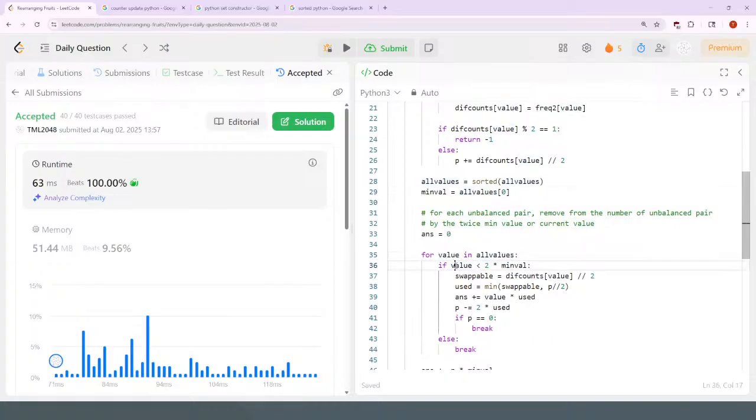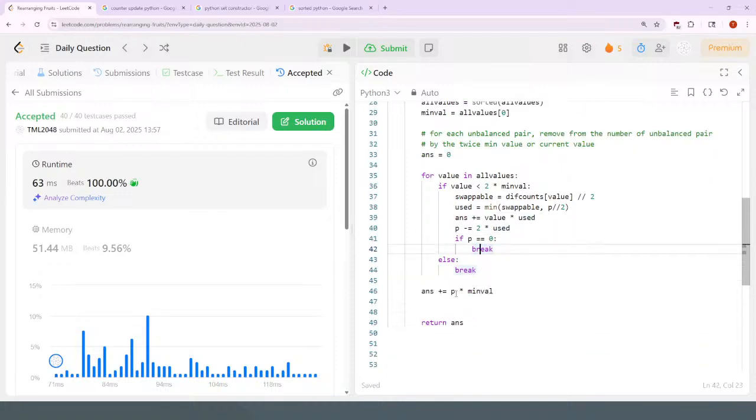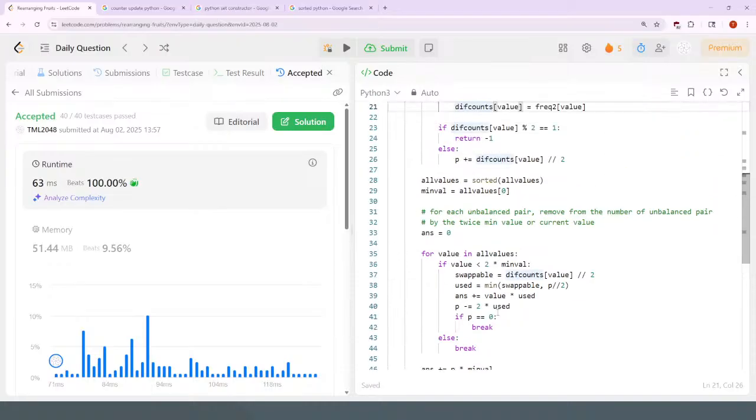For every value in all values, if its value times 2 is less than the min value, swappable is that, and then the number used is that. Answer incremented, p decremented. If there are no more pairs, break, and then use the min values for the remaining pairs. Okay. I think this is as clean.